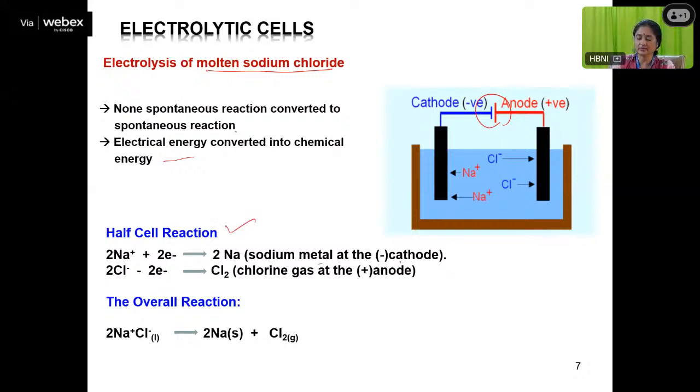So sodium metal at the cathode is getting deposited, and chlorine gas at the anode is getting evolved. So the overall reaction is 2NaCl giving 2Na plus Cl2. So the molten sodium chloride is now forming sodium metal and chlorine gas. So this is the industrial process of formation of sodium metal.